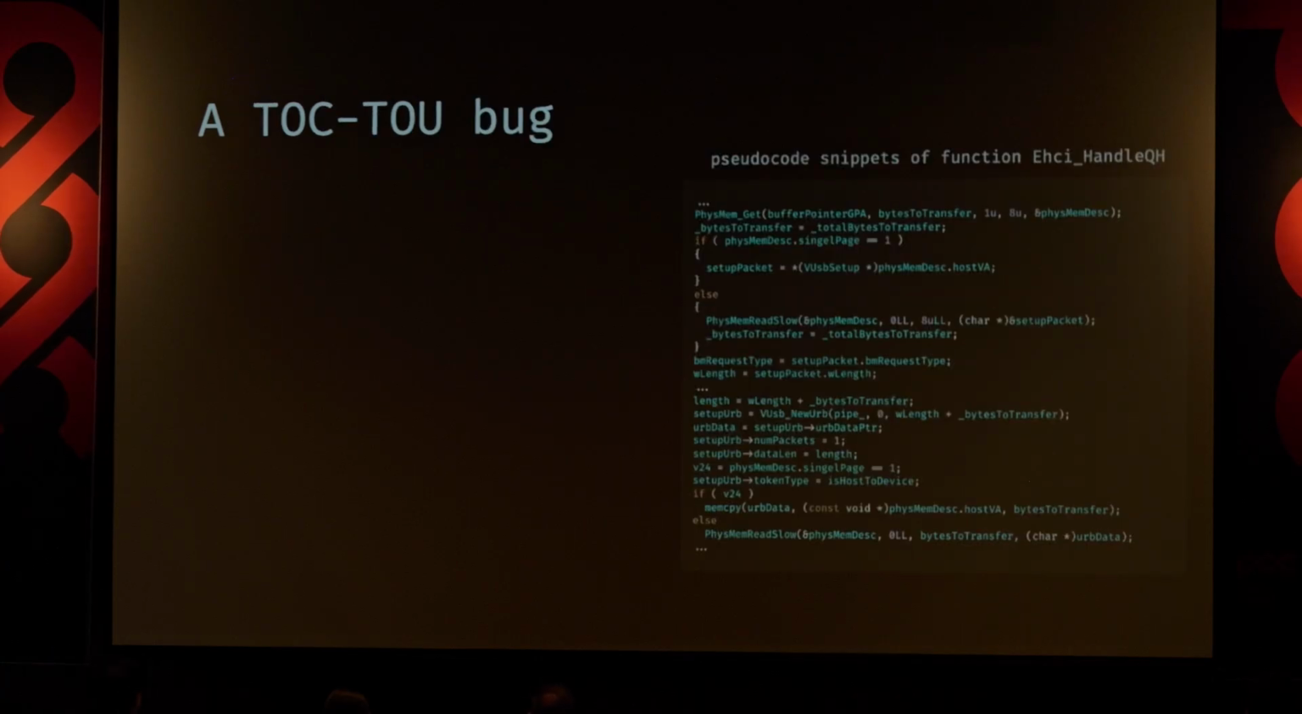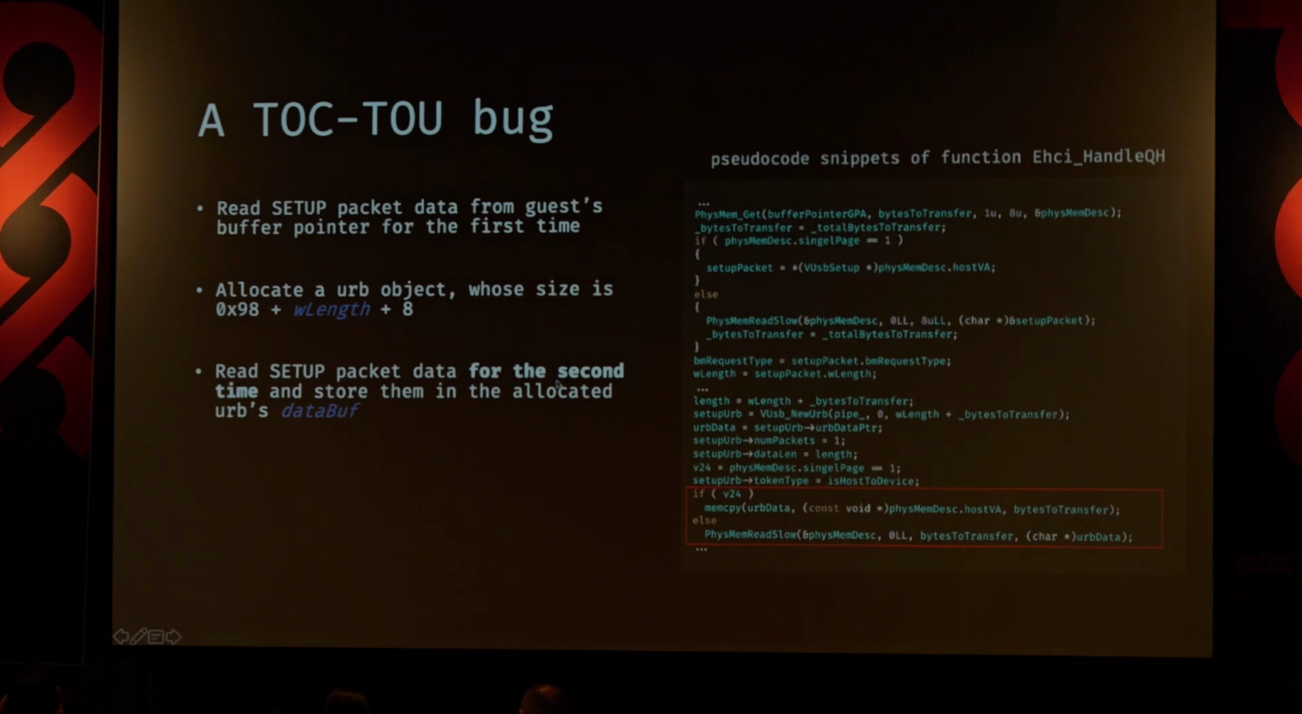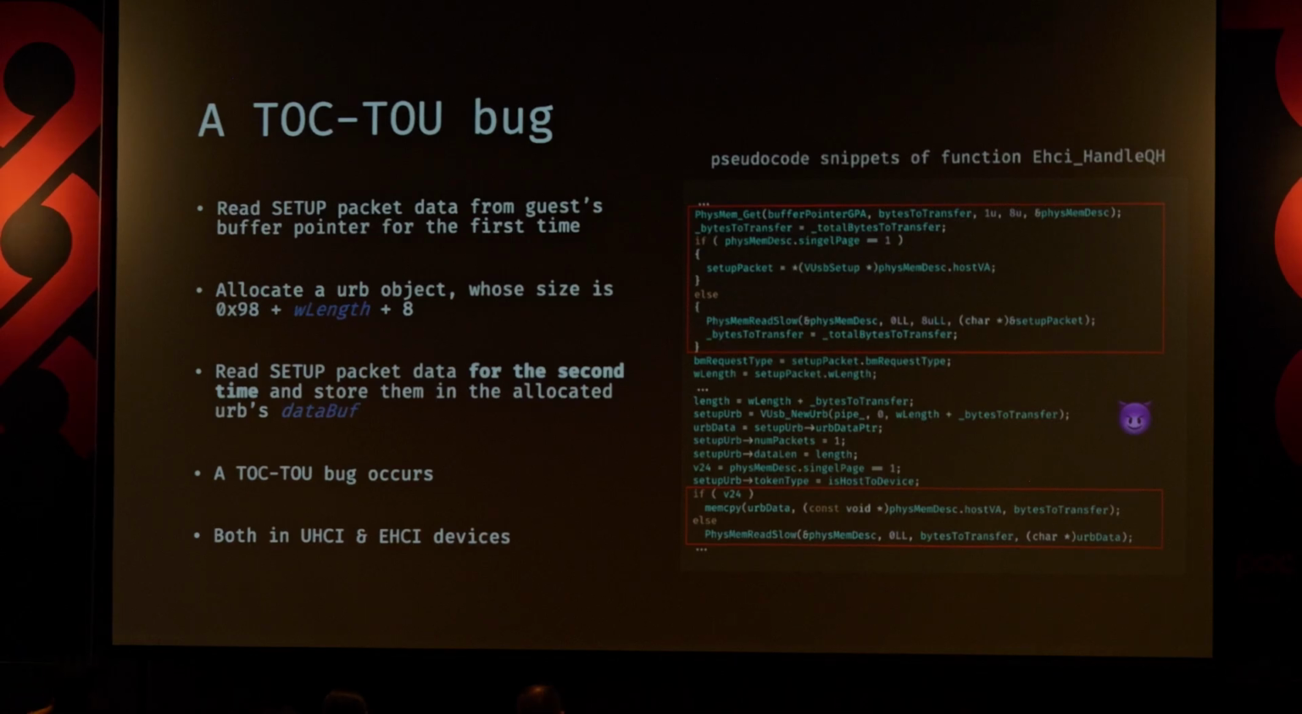Here is a pseudocode snippet of the function EHCI handle QH. First, it reads setup packet data from the guest buffer pointer for the first time. Second, it allocates a URB object whose size is hex 0x98 plus wLength plus 8. The wLength comes from the setup packet, which can be controlled by the guest. Third, it reads setup packet data for the second time and stores it in the allocated URB data buffer. So a classical TOCTOU bug occurs. And this bug is present in both the UHCI and EHCI devices.